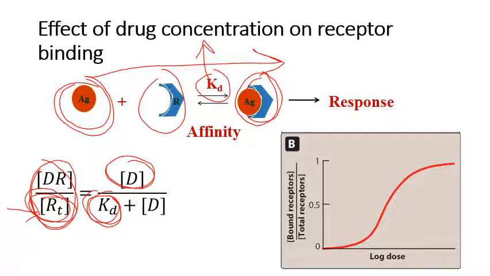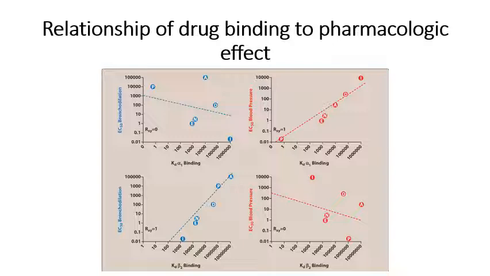So in this figure, as the concentration of drug increases, there should be an increase in the number of drug molecules bound to a receptor. And this is the mathematical conversion for the affinity of drug to a receptor. The relationship of a drug binding to pharmacological effect. The affinity of an agonist for binding to receptors should be related to the potency of that drug for causing a physiological response. Here in this figure, we are going to correlate the affinity of different drugs.